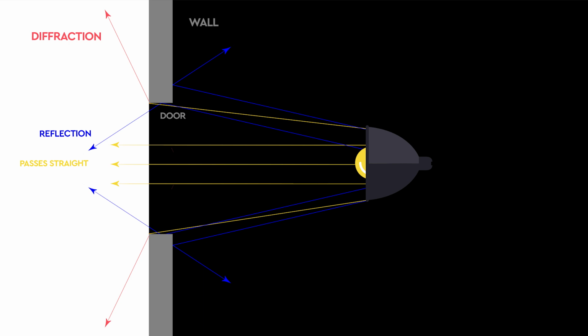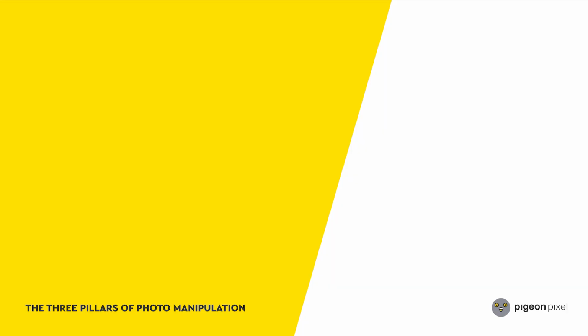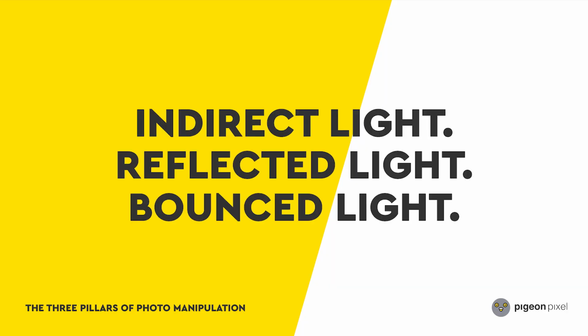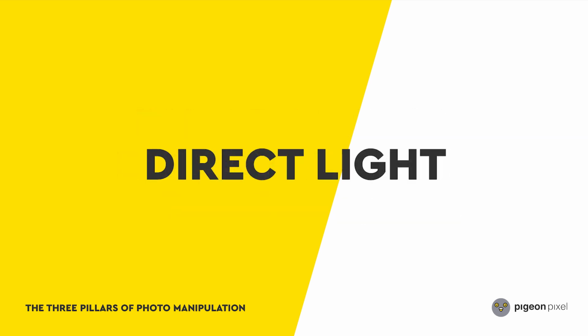And that's where ambient light comes in. Also known as indirect light, reflected light, and bounce light, ambient light is seen through its effect on shadows. So if ambient light is indirect light, the other category is direct light. Let's see what direct light is first.